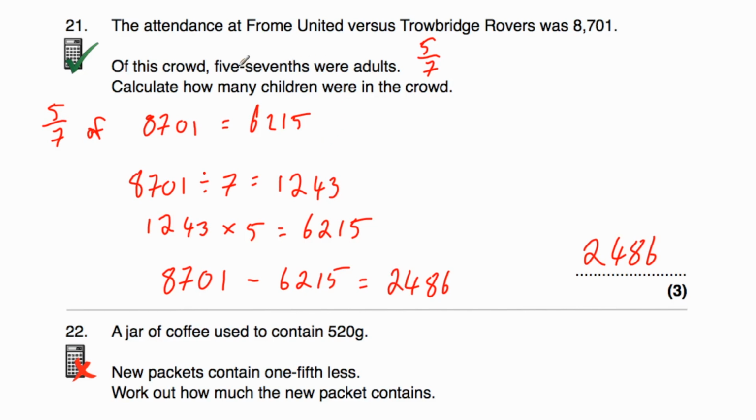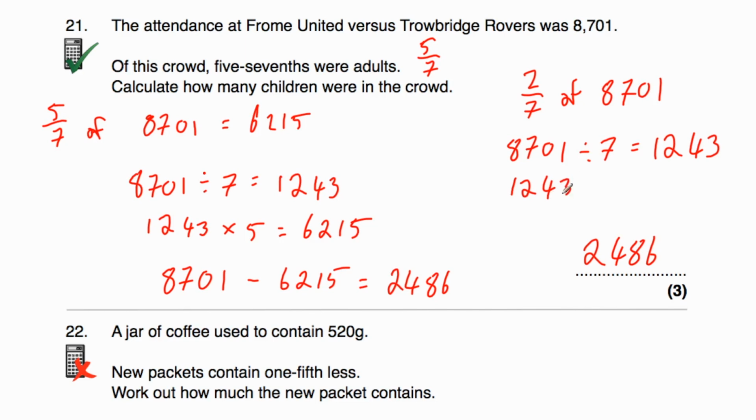Another way would have been to say, well, if the 5/7 of the crowd are adults, the rest must be children. So that means that 2/7 of the crowd are children. So we could work out 2/7 of 8,701, and to do that we'll divide by the bottom and times by the top. So we'll take the 8,701 and divide by 7, and on our calculator we would get 1,243. Then we would multiply by the top, so we take our 1,243 and multiply by 2, and that's equal to 2,486, and that means there's 2,486 children in the crowd.